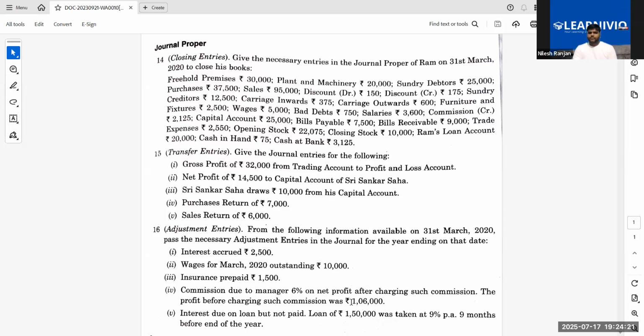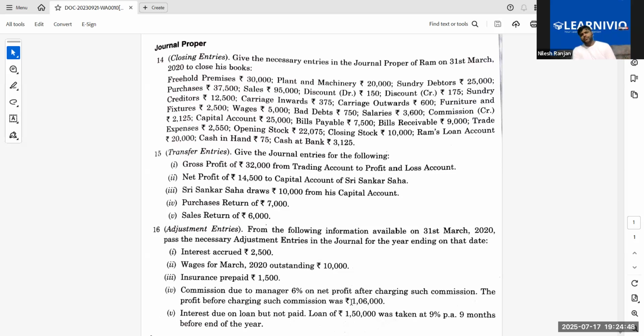Then cash account to purchase account, and sales account. Purchase return of 7,000. What have you written? Cash account to purchase account. No, not correct. Purchase will be returned, so purchase return account. Yes, purchase return. And then sales return account to cash.